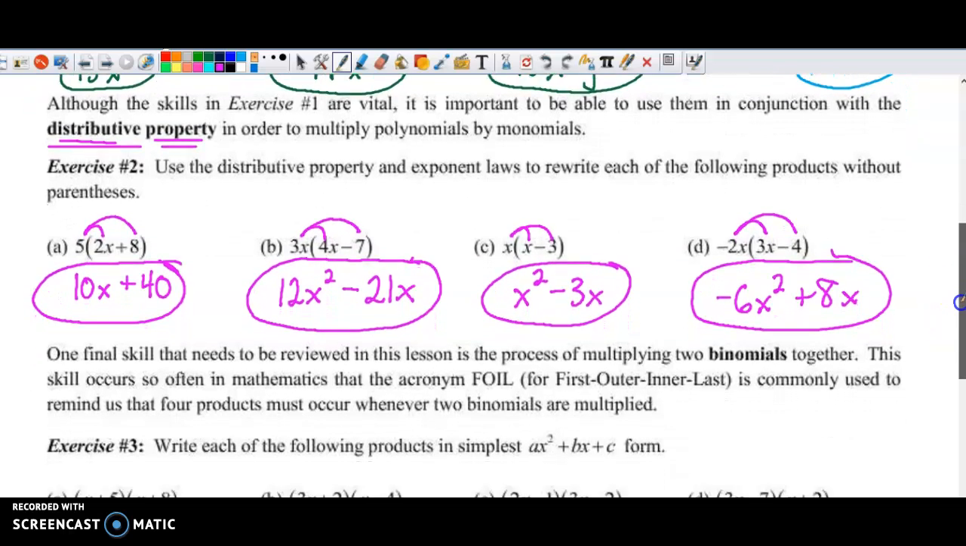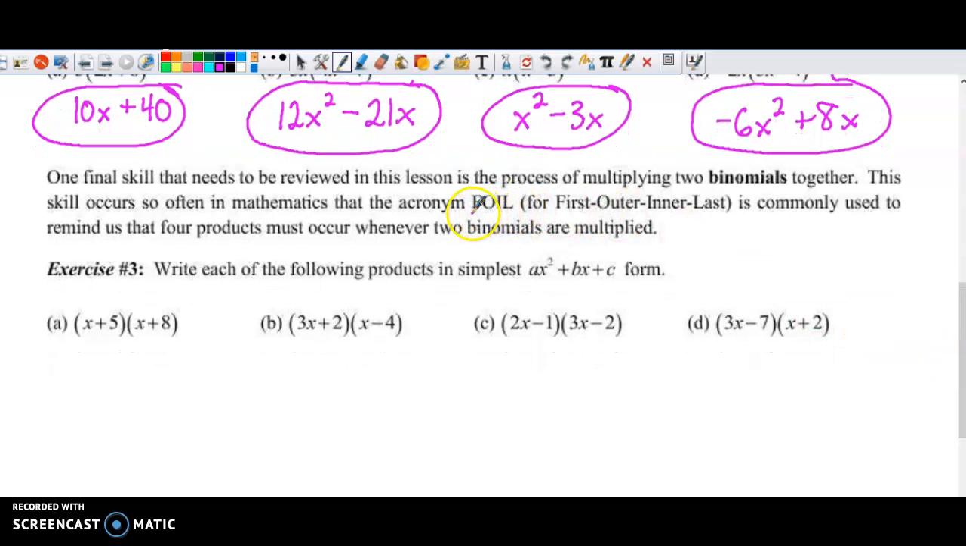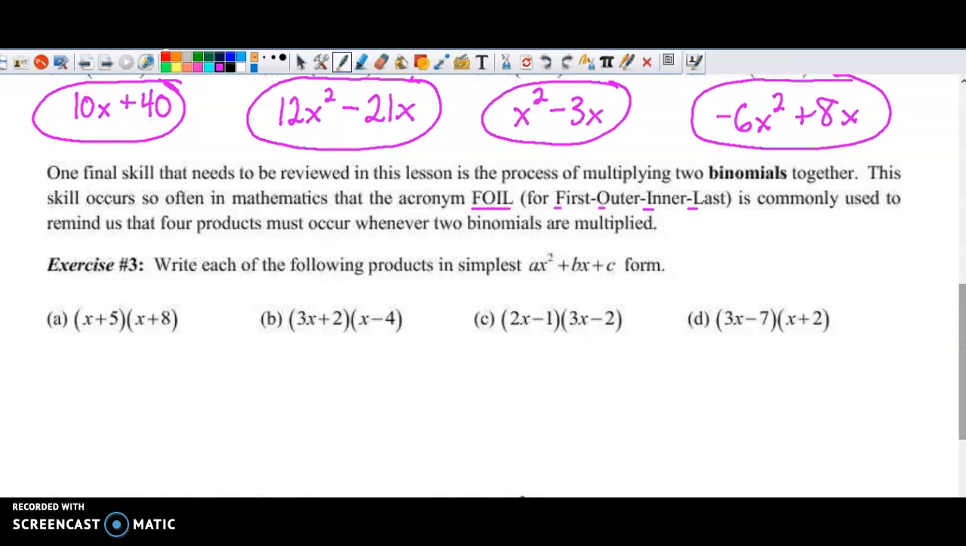And then one more thing that needs to be reviewed is multiplying binomials. You may remember this, I know we've talked about it, is foiling: first, outer, inner, last. Some teachers only explain it as distributing, because that's what you're doing. You are distributing x to each term. Notice that x times x is your first in FOIL, and then x times 8 is your outer. Then when you distribute 5 times x is your inner, and then 5 times 8, which we did earlier, was 40, is your last.